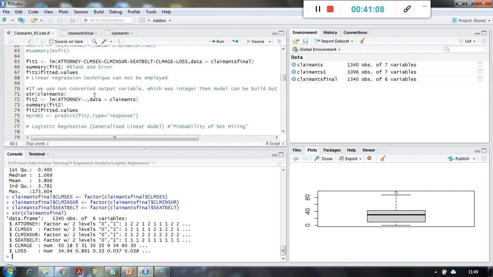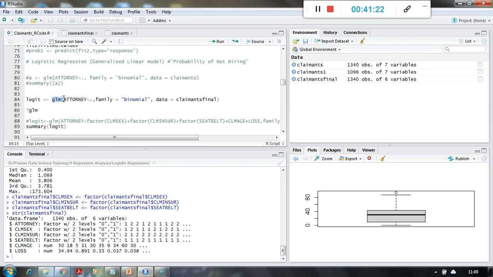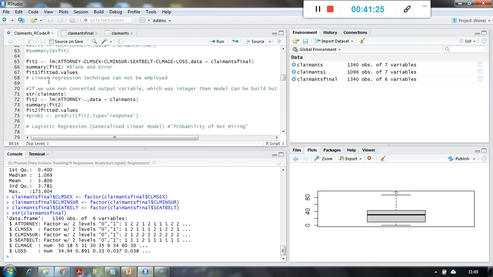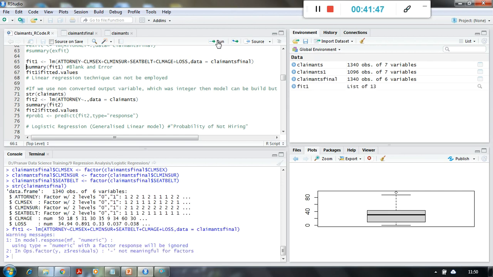Alright, now let us go ahead and build the models. Right? So for linear regression, we used this algorithm, that is linear model, LM. For logistic regression, we use GLM. But what if I use a linear regression model for a logistic regression problem, which means I'm using the claimant's final data set over here, and I'm saying I want to predict attorney tilde with these input variables, that is claimant sex, insurance, seatbelt, claimant age, loss, and giving the model name as fit1.